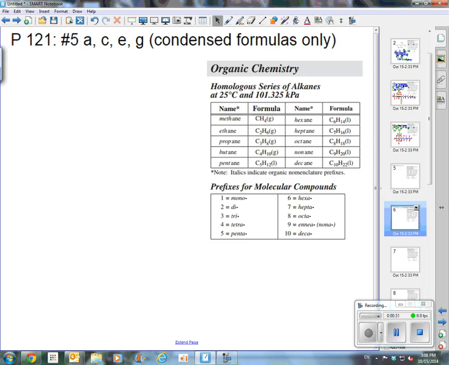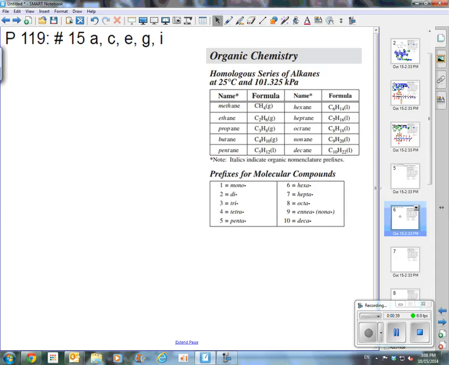Question number 5 there. So these are all some very good examples, but what we're going to do here is focus on page 119, question number 15 there. So let's start out by doing question number 15, A.